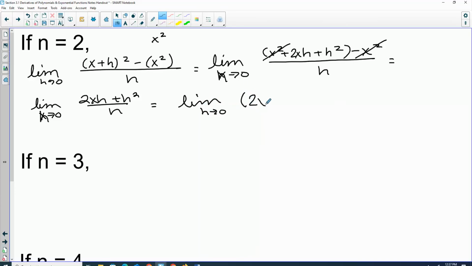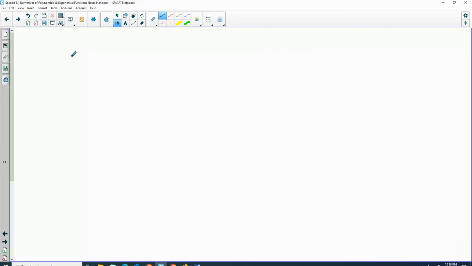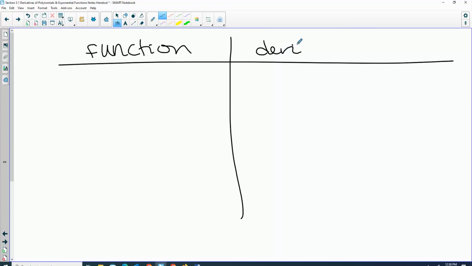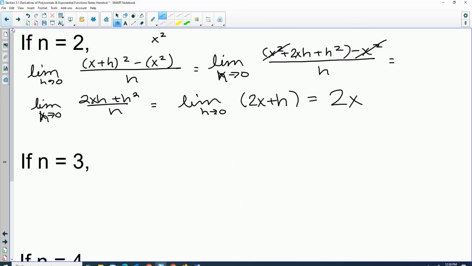This turns into 2x plus h, so that is 2x. Okay, so far, this is what we found. I'm just summarizing for a second. If we have a constant, the derivative is 0. If we have x, what's the derivative? 1. If we have x squared, what do we get for our derivative? 2x. Okay, let's go back.